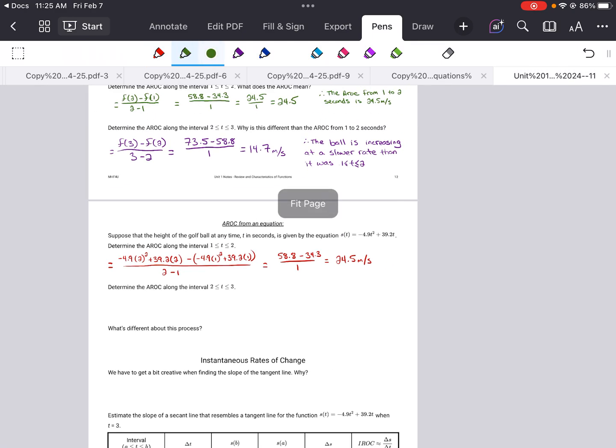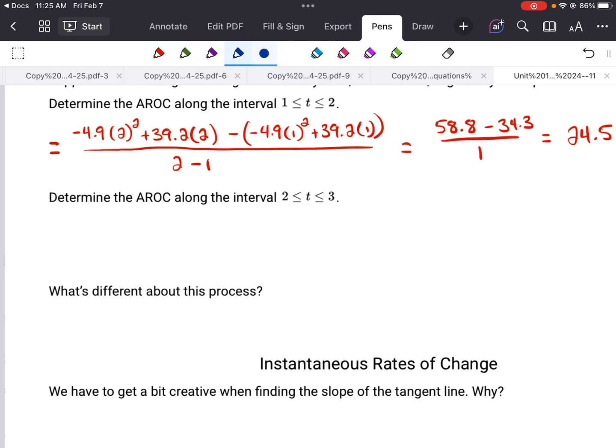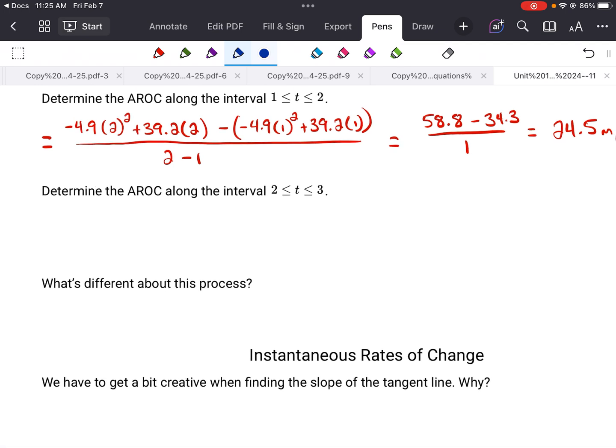Determine the AROC along the interval of 3 to 2. So it's the exact same thing. We should get the same answer as above. 39.2 times 3, and subtract the whole function at 2 seconds.